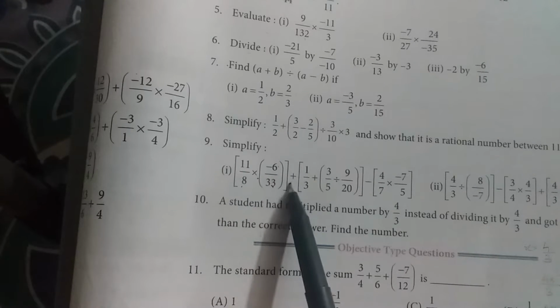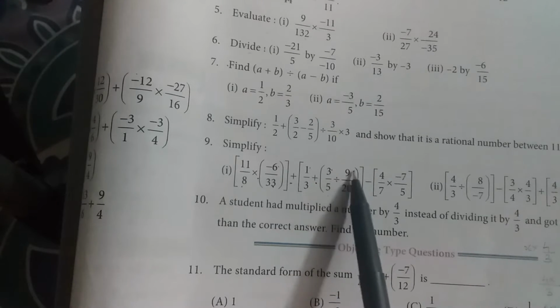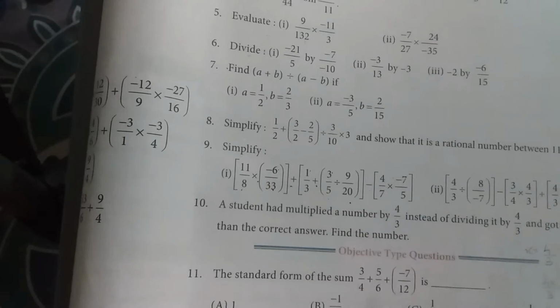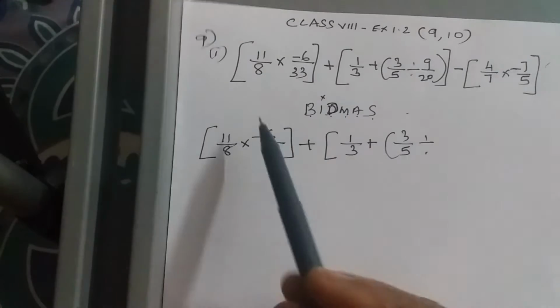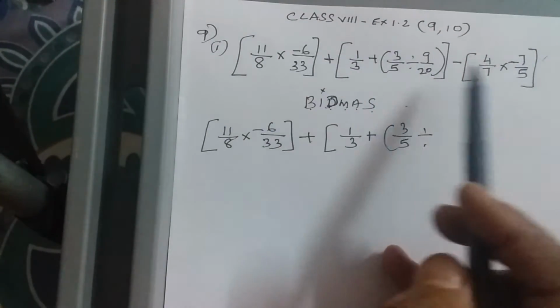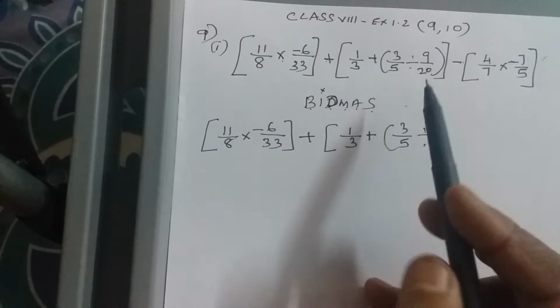11 by 8 into minus 6 by 33, plus, in the second bracket, 1 by 3 plus 3 by 5 divided by 9 by 20, minus 4 by 7 into minus 7 by 5. I have written the question again, the same thing, and we have all the four operations: multiplication, addition, subtraction, division, everything is there.